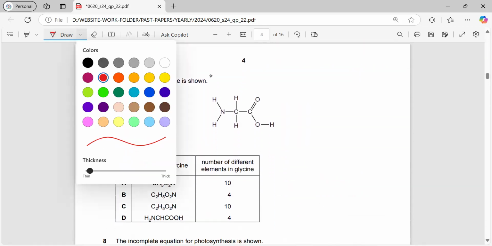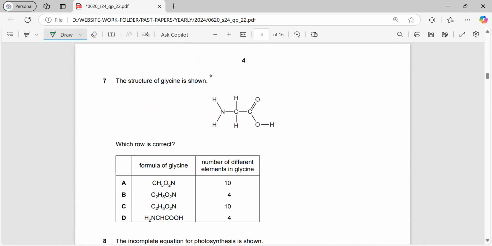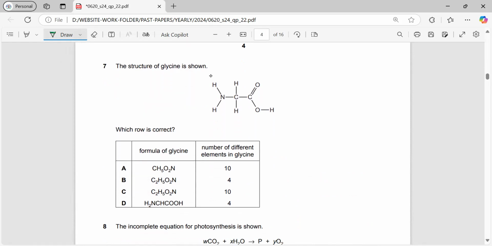The structure of glycine is shown. Which row is correct? You have to tell the formula of glycine and the number of different elements in glycine. As for the number of different elements, we can count that there is hydrogen, nitrogen, carbon, and oxygen in the formula. So the different types of elements are 4.